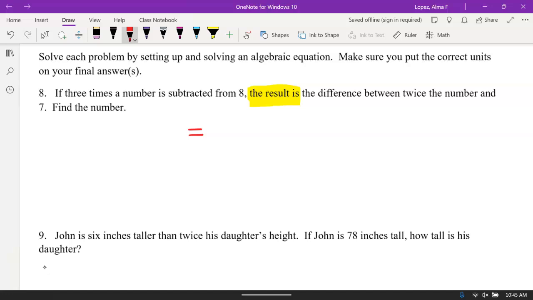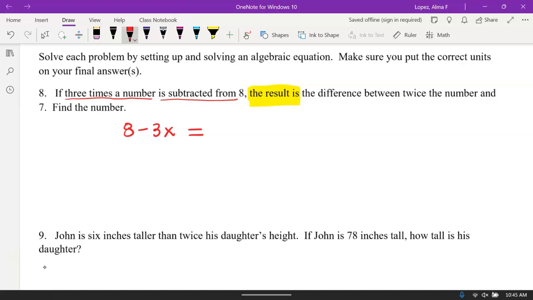The first part says 3 times a number is subtracted from 8. Okay, 3 times a number is what's being subtracted from the 8. So the 8 has 3 times a number subtracted from it. And then read it back again. 3 times a number, there it is, subtracted from. The 3x is going to be subtracted from 8. I believe we have that side correct. Let's look at the other side.